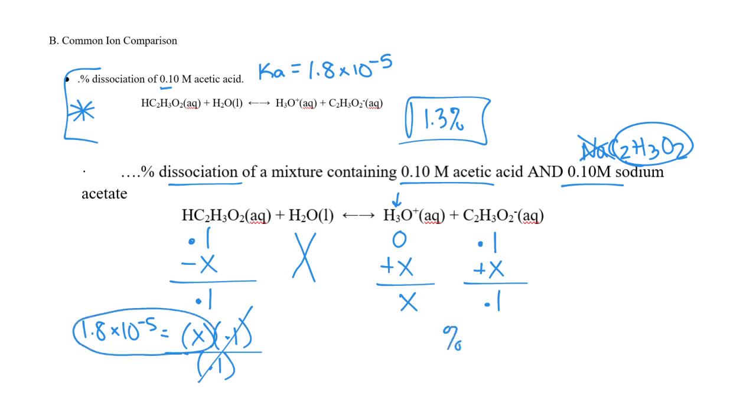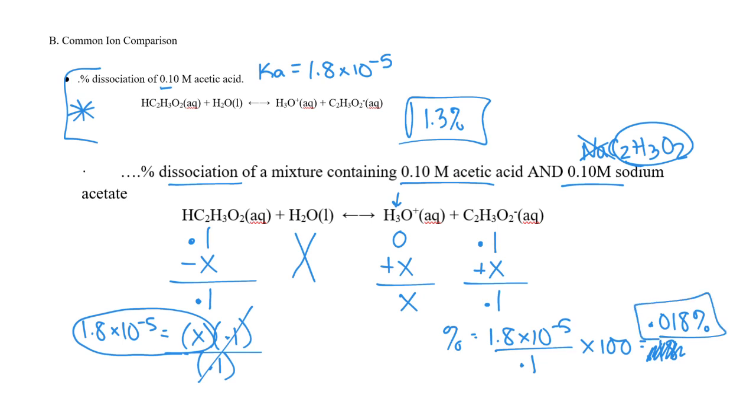So when I go ahead and calculate my percent ionization, I'm going to get 1.8 times 10 to the negative fifth, which is my X value, over my initial concentration. My initial concentration is 0.1. And then I need to go ahead and multiply that by 100. Which gives me a percent ionization of 0.18. Nope, just kidding. I missed a zero. Let's do that over again. 0.018%.